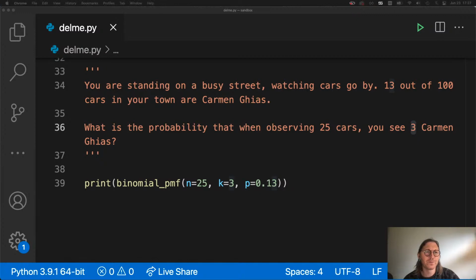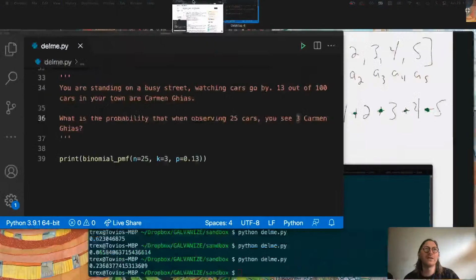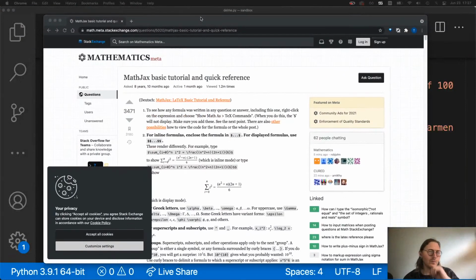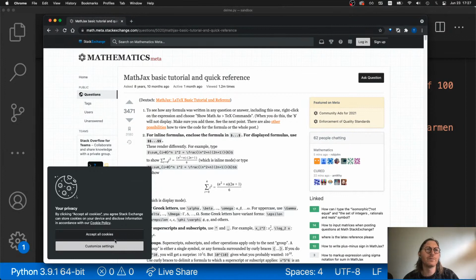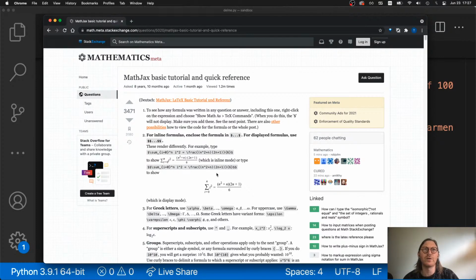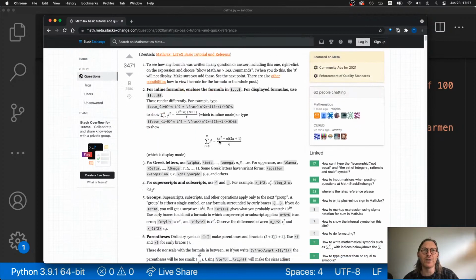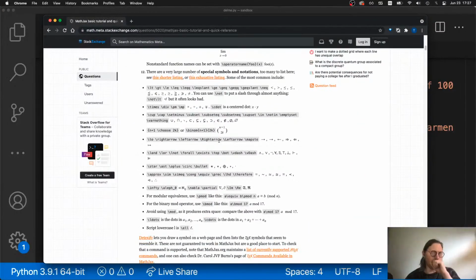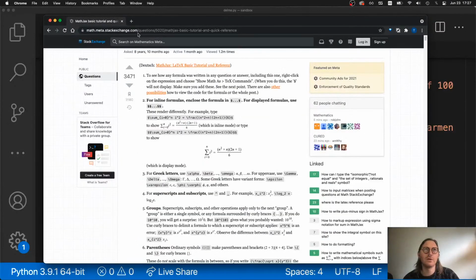Speaking of which, if you are interested in learning MathJax, and at some point you will need to learn MathJax, there is a reference page on Stack Exchange, which is directly related to Stack Overflow. There's a single page on this which is just about the best MathJax reference guide that I've seen.